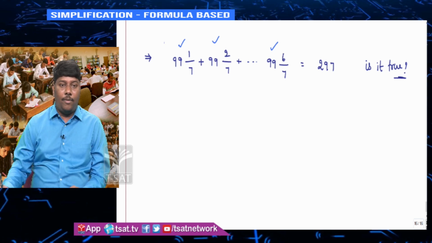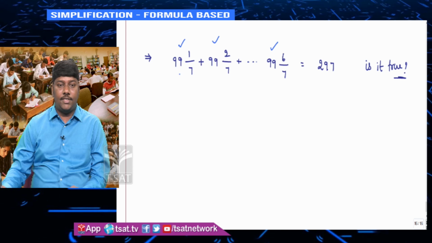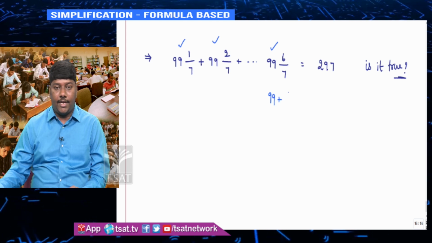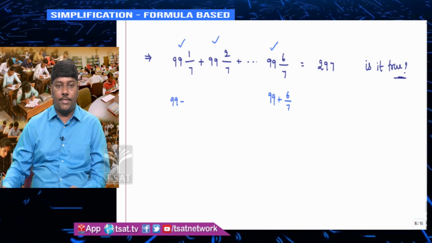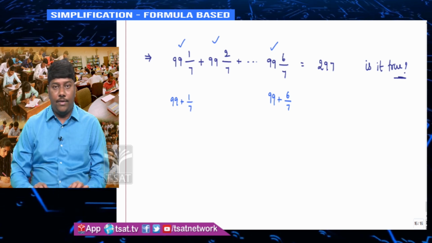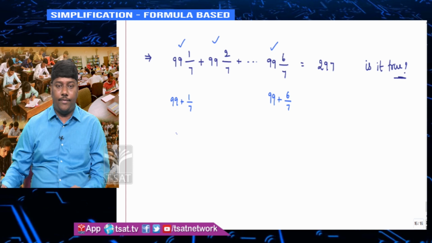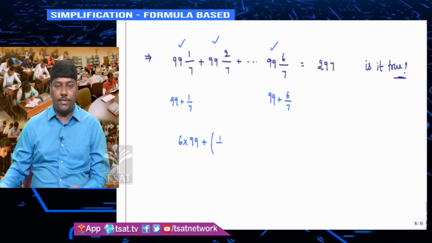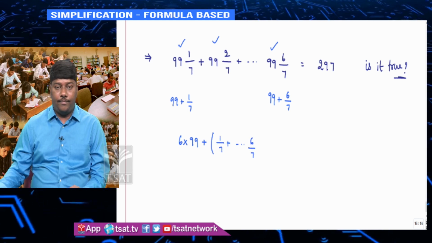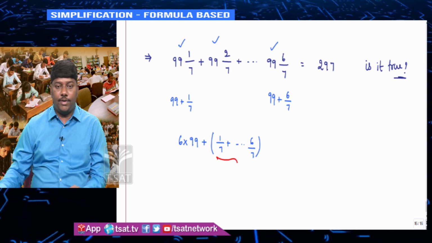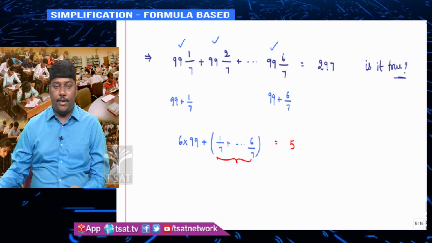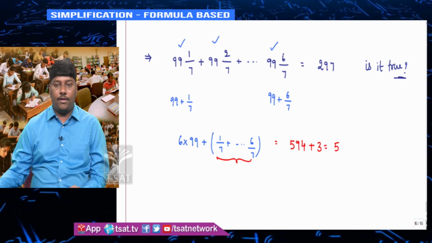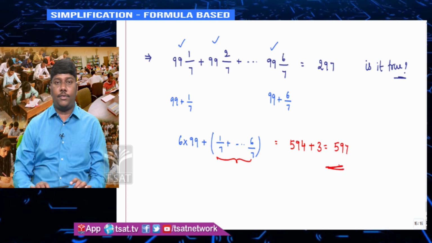But see, you cannot common 99 here. So here each term can be written as 99 plus 1 by 7, 99 plus 2 by 7, 99 plus 6 by 7. Therefore, if you take out 99, there are 6 99s. Therefore, write down 6 into 99. Then after write 1 by 7 plus 2 by 7 and so on to 6 by 7. We know this fraction sum is 3 because it is 21 by 7. This is 594 plus 3. Answer is 597. This is how you have to simplify it.